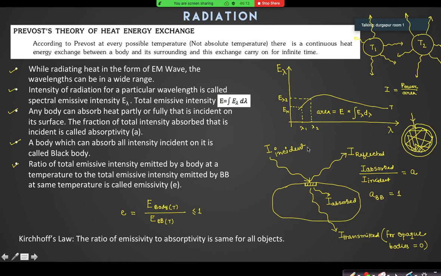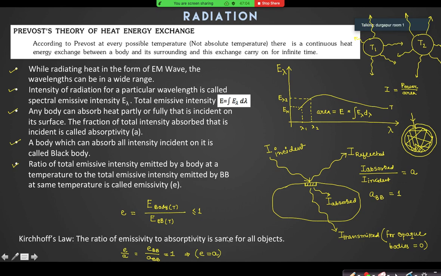Okay. So these are the few definitions that we should look for in this radiation chapter. And the next is Kirchhoff's law. Kirchhoff's law says that the ratio of emissivity to absorptivity is the same for all objects. So for a particular object, if I say the E by A ratio is the same for all, I can say the E by A ratio is the same for a black body also. So what is the E by A ratio for a black body? It is 1. For a black body, E is 1 and A is also 1. Right. So that means E is equal to A.